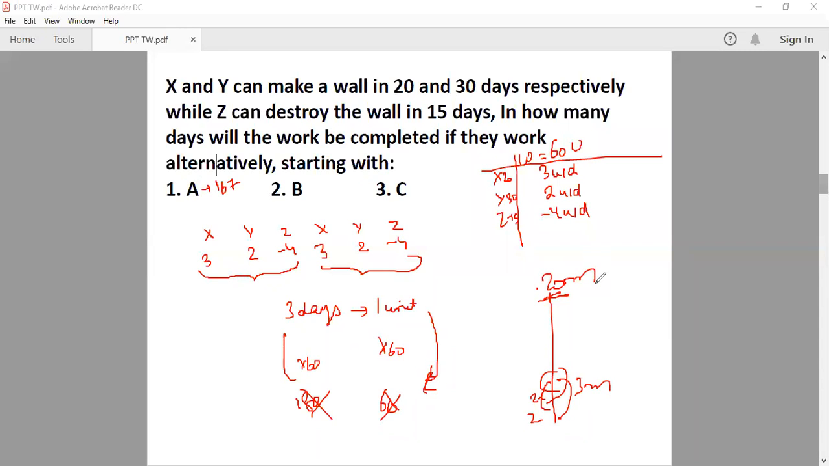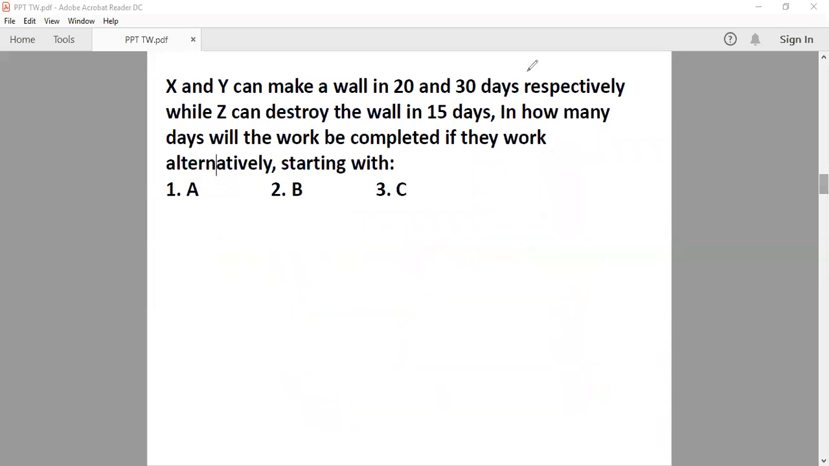The same is the case here. Once the wall is completed, nobody is going to destroy it. Okay. So what do we say? Here we used to say that once he has reached 17 meter, in the next leap he will do +3 and he will reach 20 meter, which is absolutely fine. But here, why is it wrong? Now let me explain you why is it wrong.